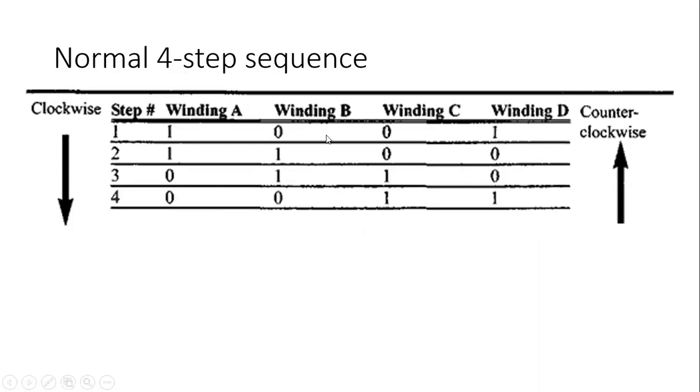To make four steps, we give four combinations of values: 1 2 3 4. Then to complete one revolution, we have to repeat this a number of times, as per the requirement. Understand? That's what we have seen earlier.